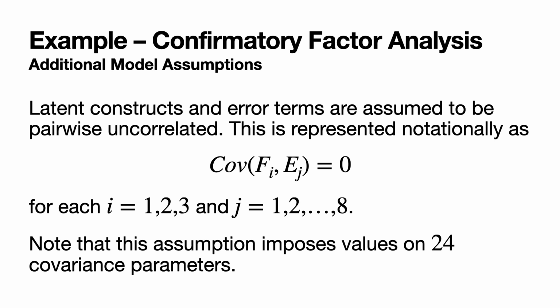Next, latent constructs and error terms are assumed to be pairwise uncorrelated. This is represented notationally in the following way. The covariance of F sub i and E sub j is equal to 0 for each i going from 1 to 3 and j going from 1 to 8. Now note that this assumption imposes values on 24 covariance parameters.